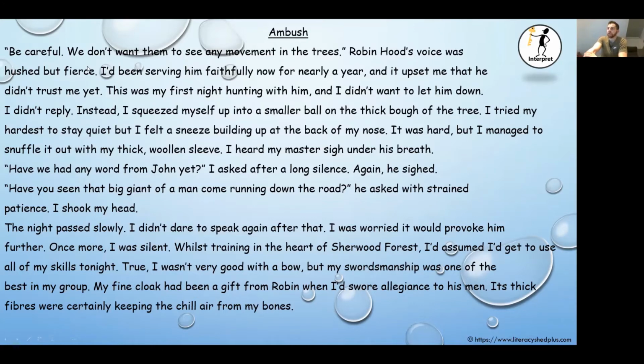Ambush. Be careful. We don't want to see any movement in the trees. Robin Hood's voice was hushed but fierce. I've been serving him faithfully now for nearly a year, and it upset me that he didn't trust me yet. This was my first night hunting with him, and I didn't want to let him down. I didn't reply. Instead, I squeezed myself up into a smaller ball in the thick bough of a tree. I tried my hardest to stay quiet, but I felt a sneeze building at the back of my nose. It was hard, but I managed to snuffle it out in my thick woolen sleeve.